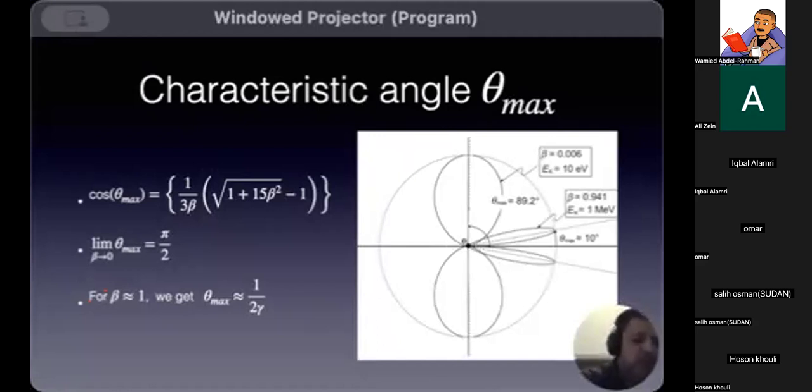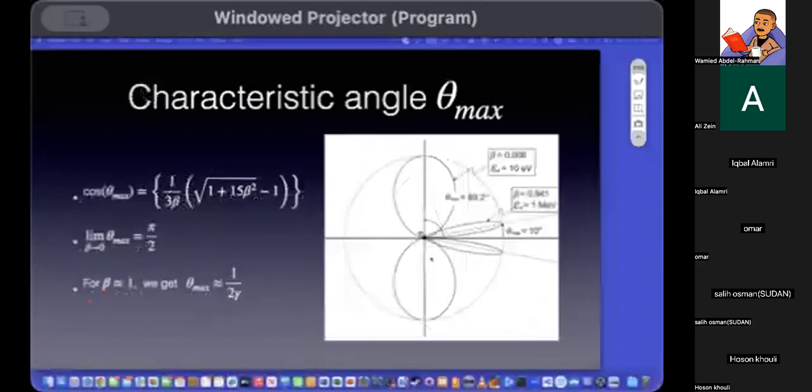In other words, if beta approaches 1, the particle's speed approaches the speed of light, and gamma approaches infinity. So this value theta max is going to approach 0 angle. It's never going to be 0 because we cannot have a charged particle with a velocity equal to the speed of light, but its max intensity will actually be more in the forward direction, as shown in this graph here.